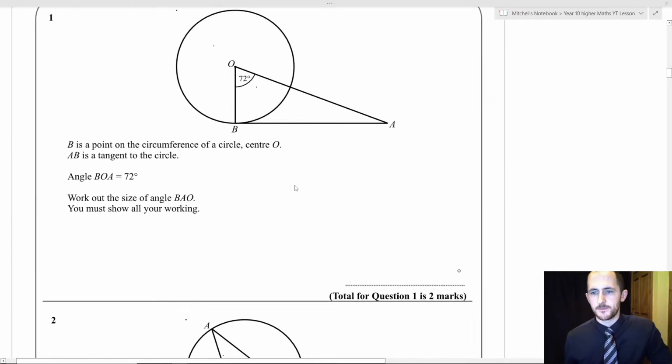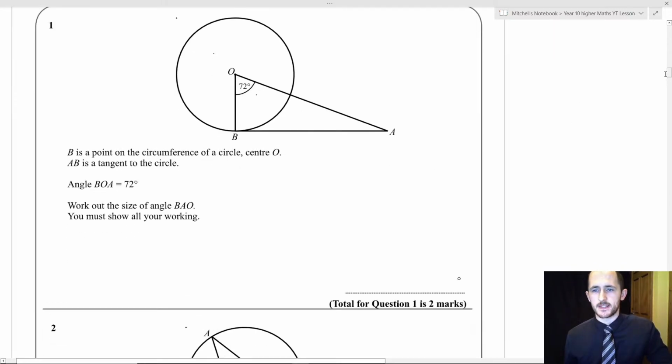Scrolling down, here's our first circle theorem question. It starts off easy and gets harder as we go along, so just keep that in mind. If you're finding this easy, that's fine. Just stick around and we'll do some harder questions.